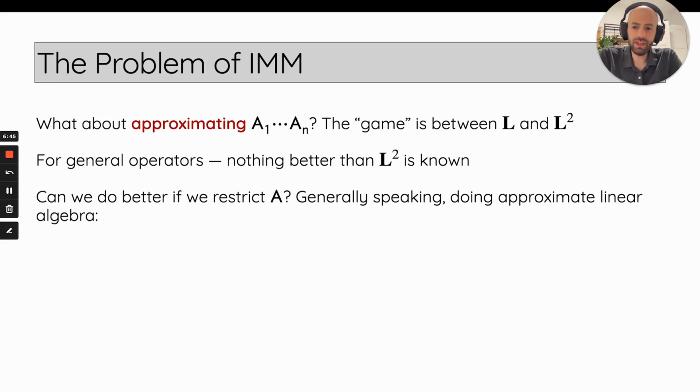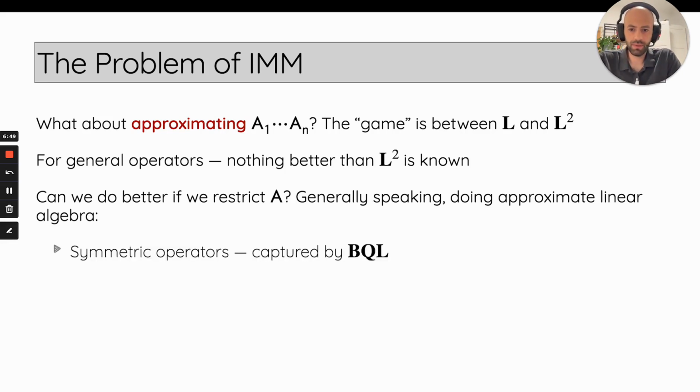And generally speaking, doing approximate linear algebra on several restrictions of A captures important complexity classes. So looking at symmetric operators, this is captured by BQL, which is the quantum analog of BPL. Restricting A to stochastic operators, this is captured by BPL, and indeed this is what we will talk about today.